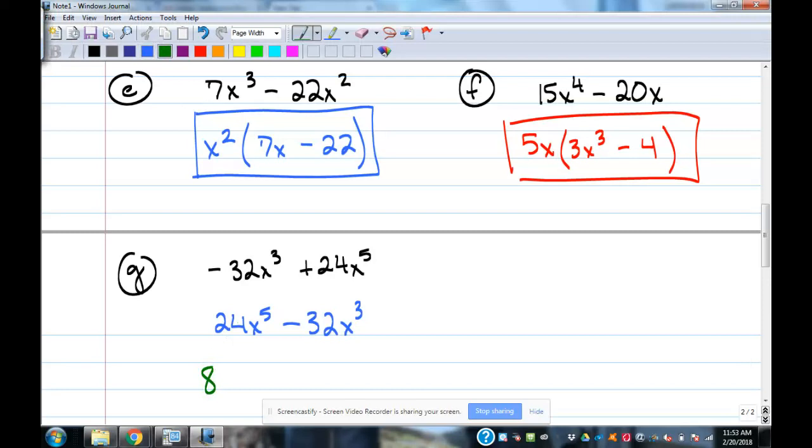Now, GCF of that. 24 is divisible by 8. X to the 3rd, 3 x's in common. What's left in the parentheses? 3x squared. So you took 3 of them out of that, so there's 2 left. So that's why it's 3x squared minus 4. Good job.